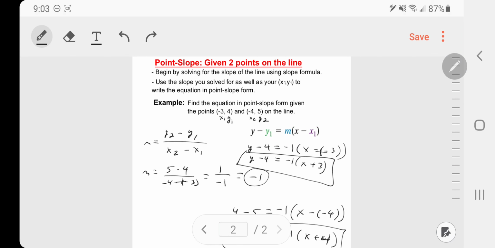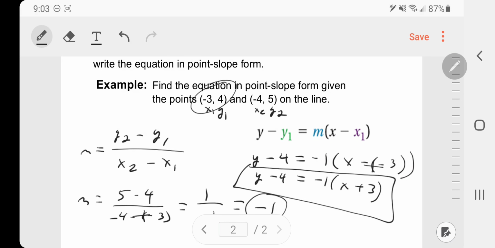All right, so again, similar to slope-intercept form, when we were writing those equations, you were looking for the slope and the y-intercept. Here, you're looking for the slope using the slope formula, and then you're just picking one of your points, and writing it into point-slope form.